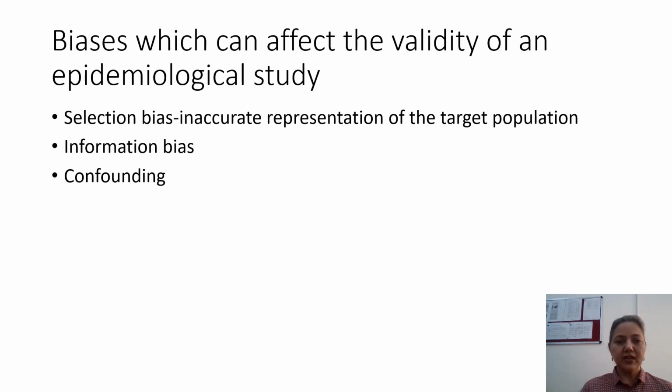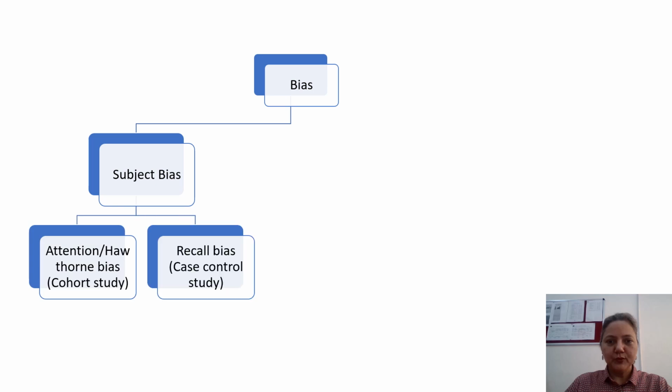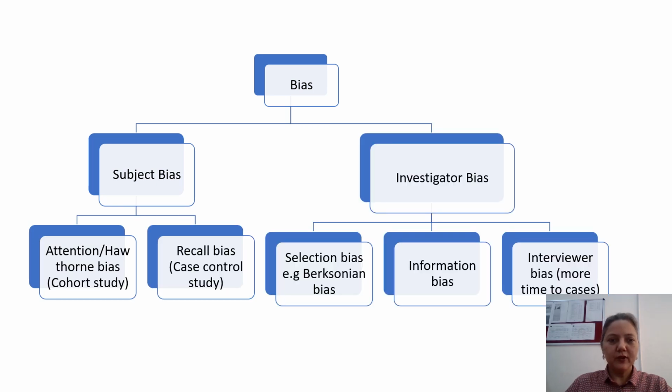So biases which can affect the validity can be classified into selection bias, information bias, and confounding. There can be another way to classify the bias. It can be either subject bias or information bias. Subject bias can be further divided into attention bias or Hawthorne bias, and recall bias.